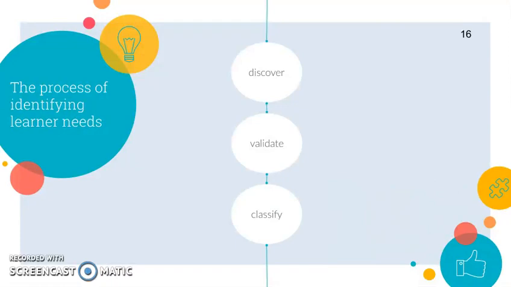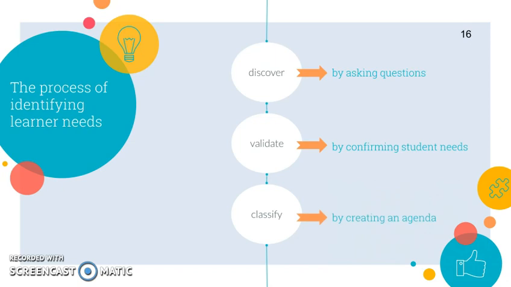So let's briefly go over the process of identifying learners' needs. The discover stage is the first step, and when we discover, we can do so by asking questions. Validating is next, and when we validate, we can do so by confirming student needs. And lastly, classification, or classify. In this step, we can abide by it by creating an agenda.